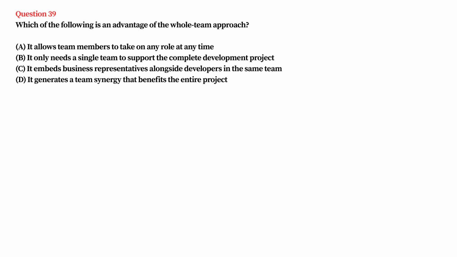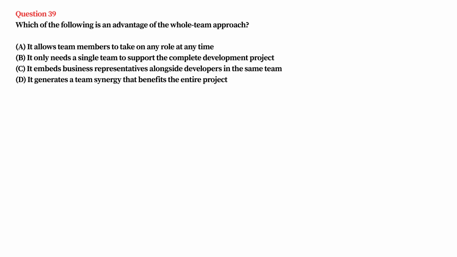Answer B is not correct. The whole team approach applies to how a single team, typically in agile software development, works. It does not cover how multiple teams are supposed to work on larger projects, and it does not suggest that only one whole team is needed for a complete project.